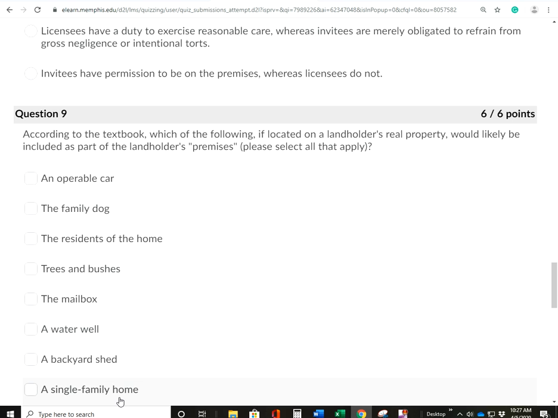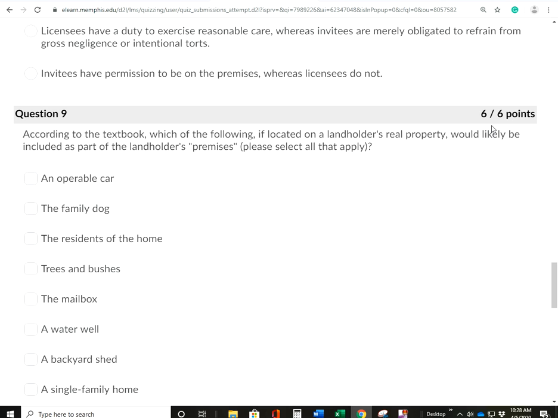And a single family home, also the same idea. It is a structure that typically is attached by a foundation to the land. It's not easily removable. It's usually sold as part of the land or the premises. And so those were the answers that I chose: trees and bushes, mailbox, water well, backyard shed, and single family home. And as you can see, I got 6 out of 6 points on this.